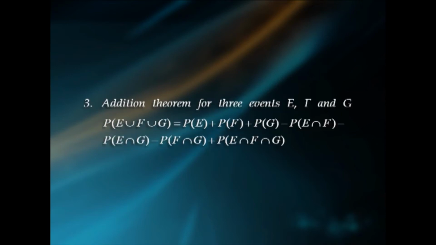3. Addition theorem for three events E, F and G. P of E union F union G equal to P of E plus P of F plus P of G minus P of E intersection F minus P of E intersection G minus P of F intersection G plus P of E intersection F intersection G.